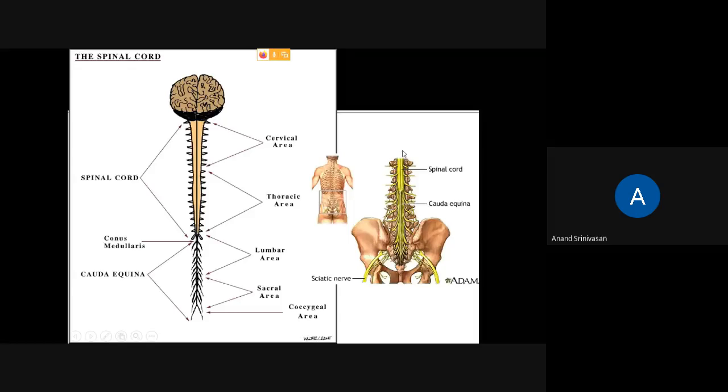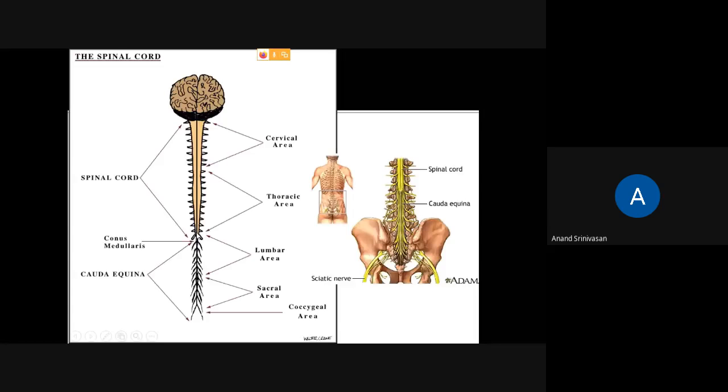So here you can see the brain. Okay, it is attached to the brain by means of the brainstem, the medulla, and this is the spinal cord. You can see there are spinal nerves arising from the corresponding part. You know that the spinal nerve is formed by dorsal and ventral roots. After this, the spinal cord is tapering towards the end.